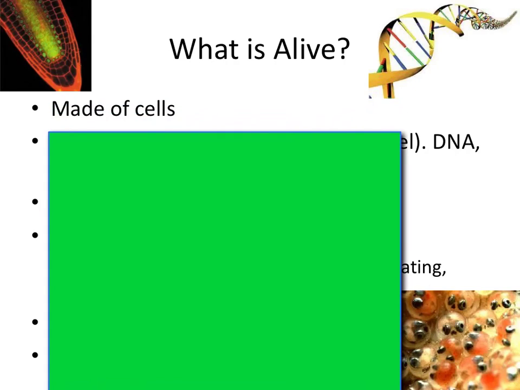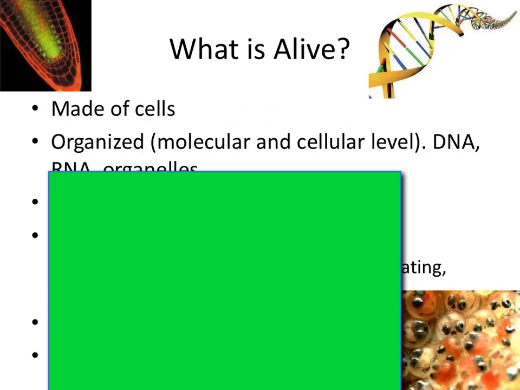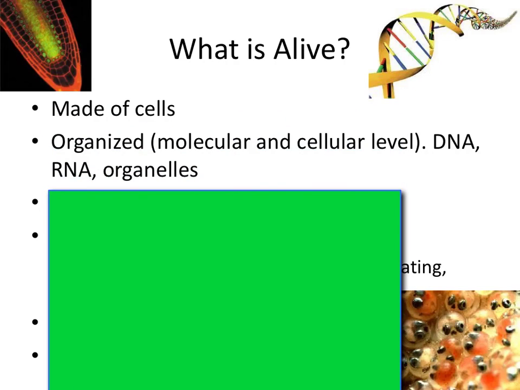So the first thing that all living things have are cells. All living things are made out of cells. They might just be one cell, a single cell, a very simple cell like a bacteria, but it's still made out of a cell. All living things have some sort of organization. They're organized. Now it doesn't mean that they have all their stuff in a sweet trapper keeper. That means that all their information is organized at a molecular and cellular level. All right, so this is usually in the form of DNA.